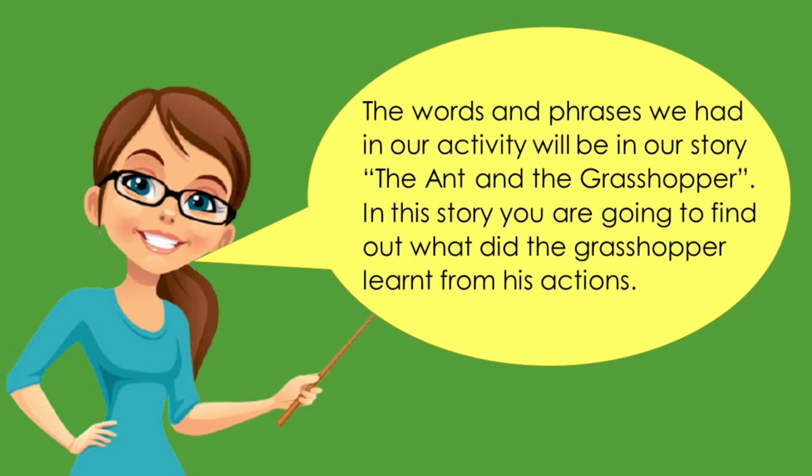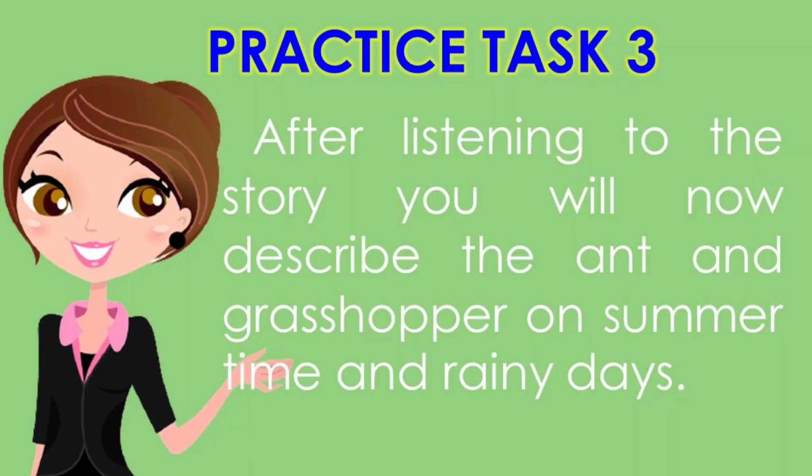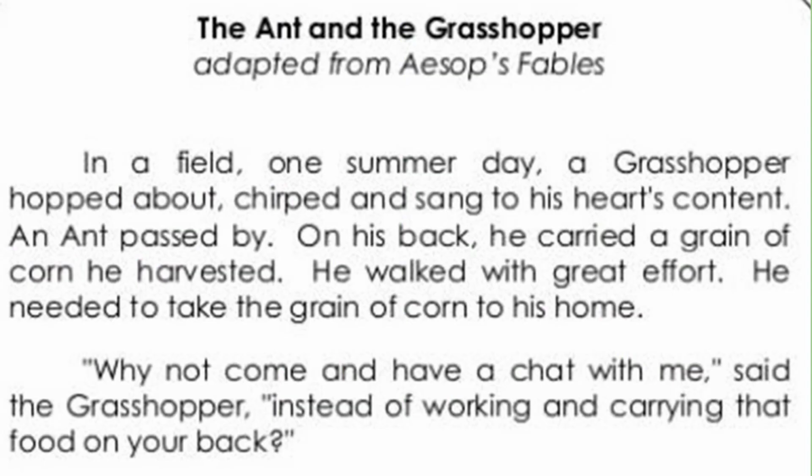The words and phrases we had in our activity will be in our story entitled The Ant and the Grasshopper. In this story, you are going to find out what the grasshopper learned from his actions. Are you ready to listen? The Ant and the Grasshopper, adapted from Aesop's Fables. Let's try to answer the activity on page 4. After listening to the story, you will now describe the ant and the grasshopper on summertime and rainy days.